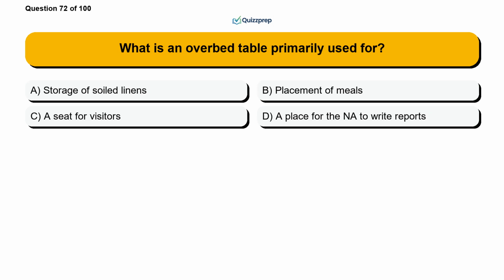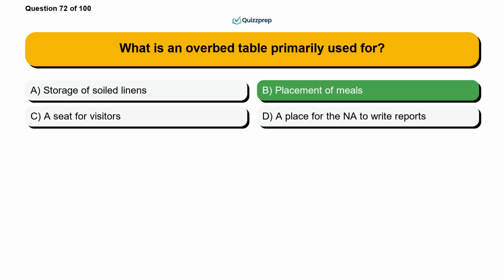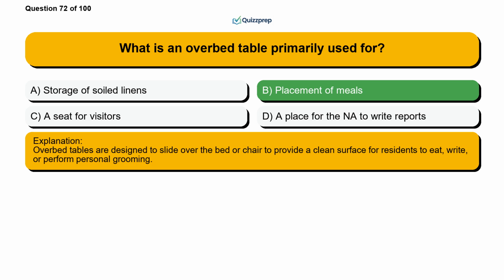Question 72. What is an overbed table primarily used for? Option A, storage of soiled linens. Option B, placement of meals. Option C, a seat for visitors. Option D, a place for the NA to write reports. The correct answer is option B, placement of meals. Overbed tables are designed to slide over the bed or chair to provide a clean surface for residents to eat, write, or perform personal grooming.